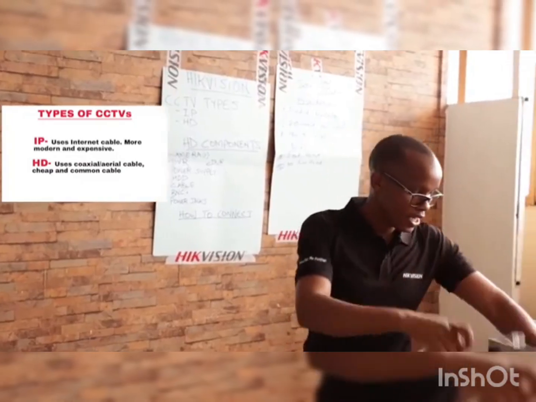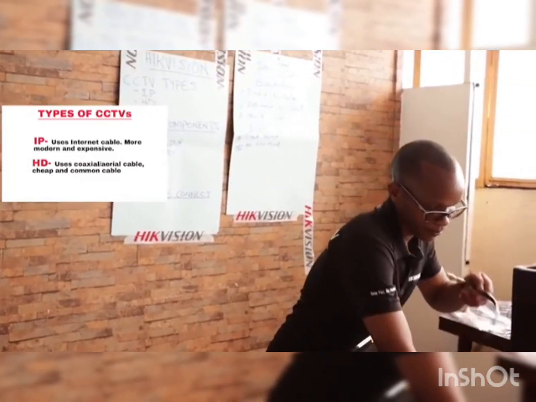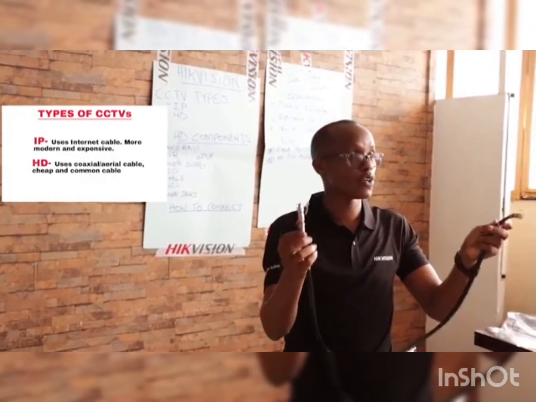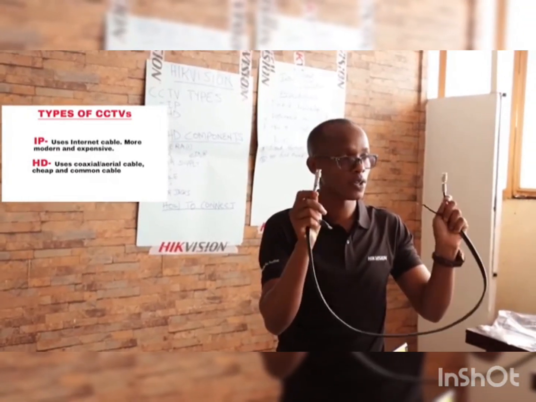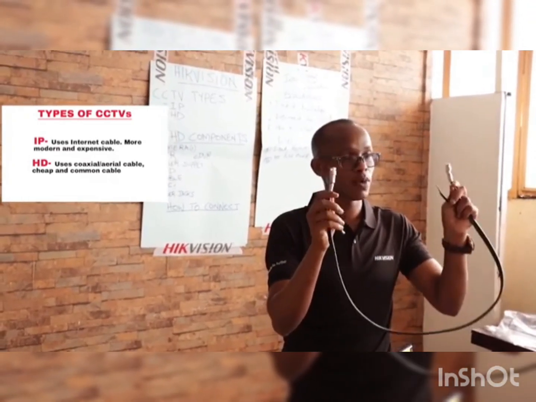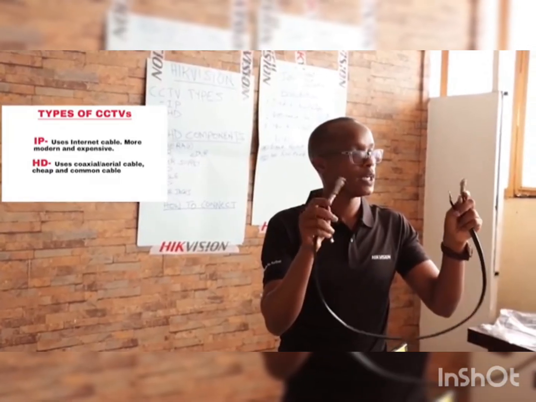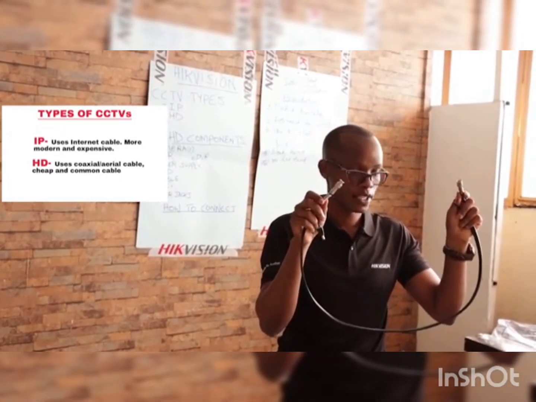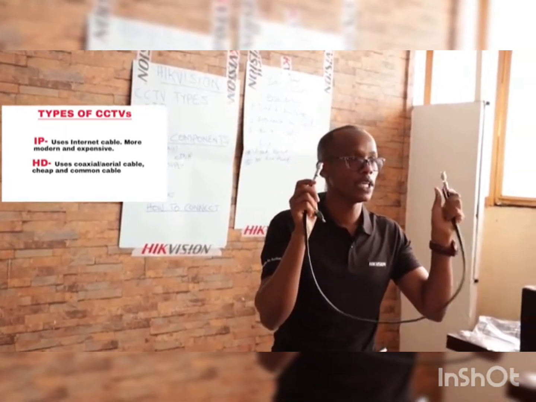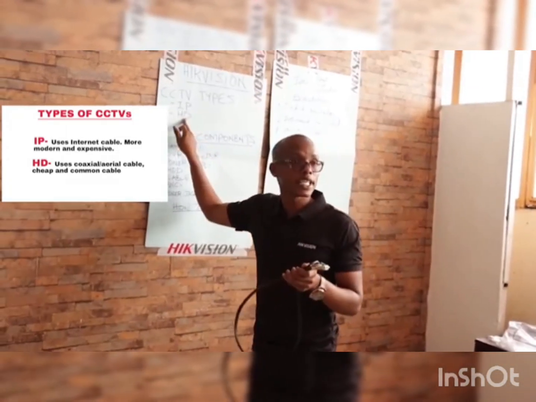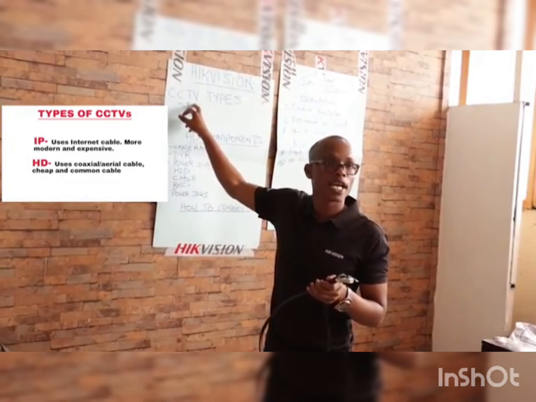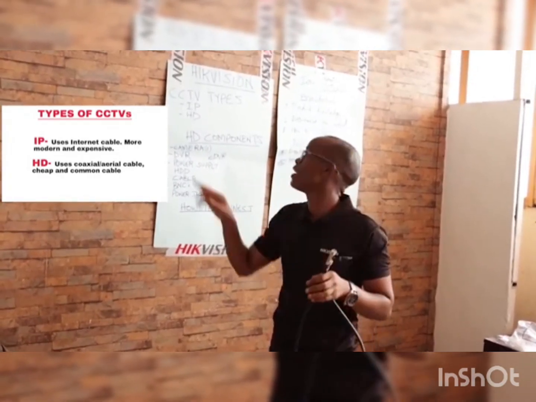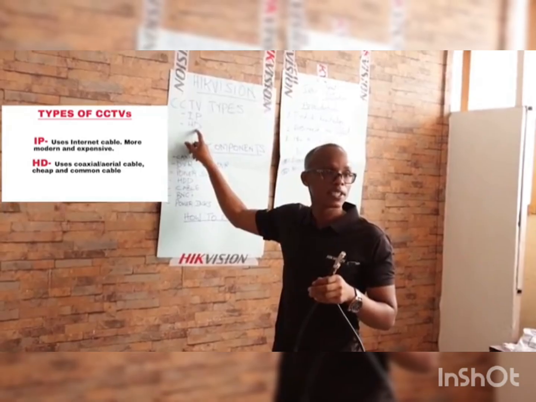The other one uses a coaxial cable. Coaxial cable is similar to the cable used for the aerial, and the connector is the same as the one for the aerial. So we have those two types of CCTV. HD sells more than IP. IP is more recent, and it is even easier to install. But many people understand HD.